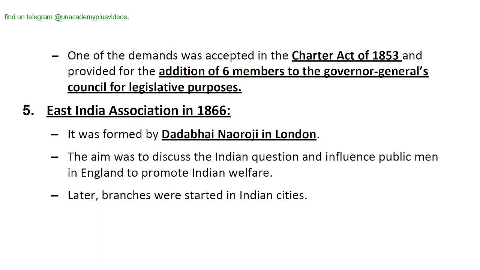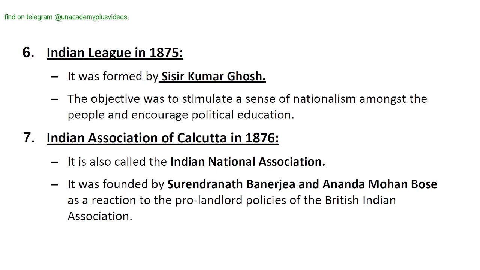East India Association in 1866. It was formed by Dadabhai Naoroji in London. The aim was to discuss the Indian question and influence public men in England to promote Indian welfare. Later, branches were started in Indian cities. Indian League in 1875. It was formed by Sisir Kumar Ghosh. The objective was to stimulate a sense of nationalism amongst the people and encourage political education.